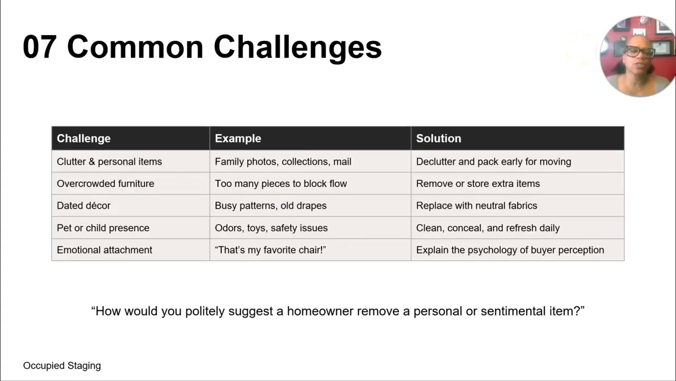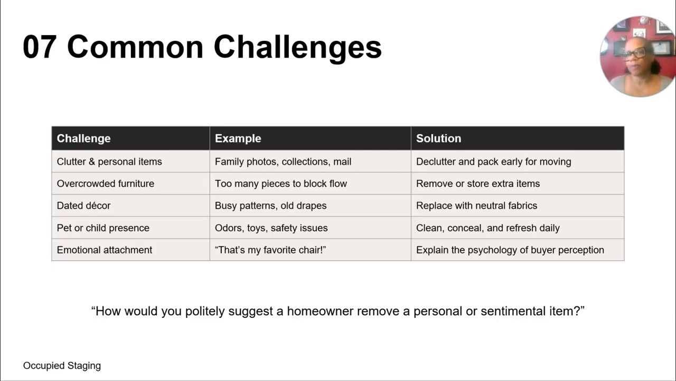So, common challenges. When we talk about the clutter and the personal items, it's like family photos, collections, just mail. Like, oh my gosh, the mail that comes in and you end up with that big pile. Like, what are we going to do with all of that? So again, you're convincing them to declutter and pack early for moving.